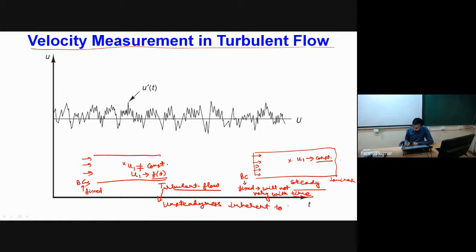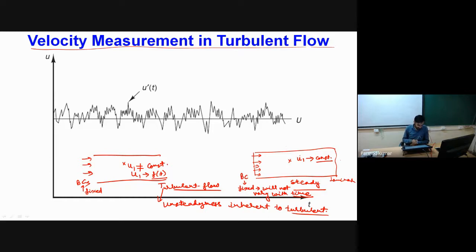This is one very, very important point: in case of laminar flow, as I told you, if our boundary conditions are not changing with time, at any location within the domain we will have a constant value of the flow parameter.